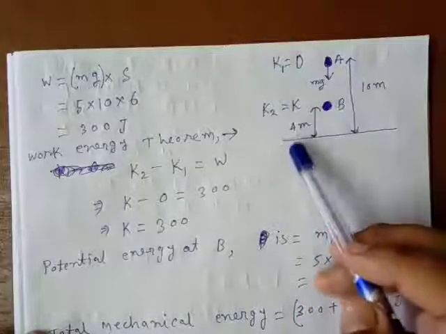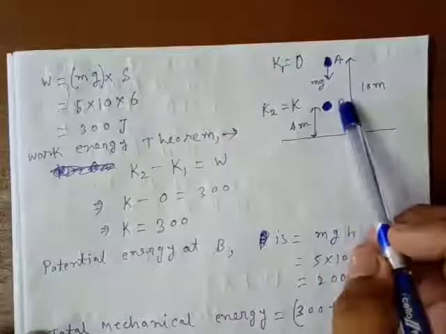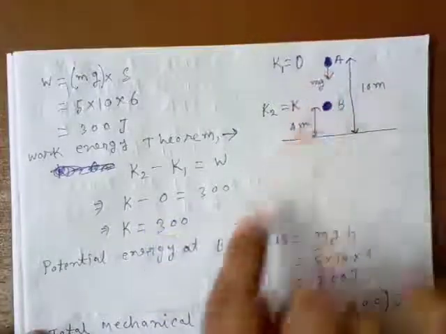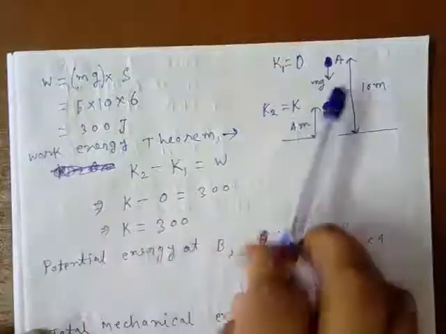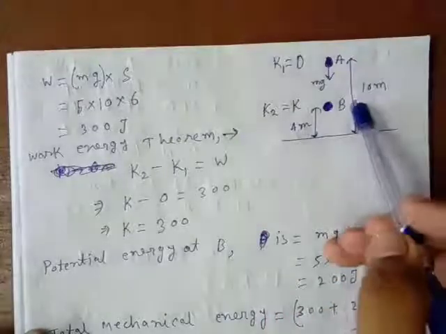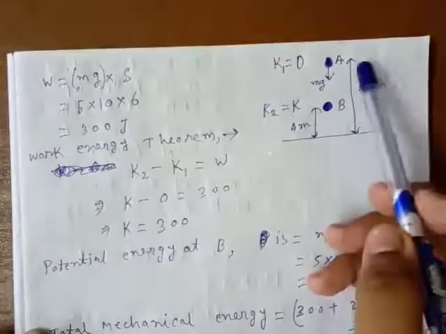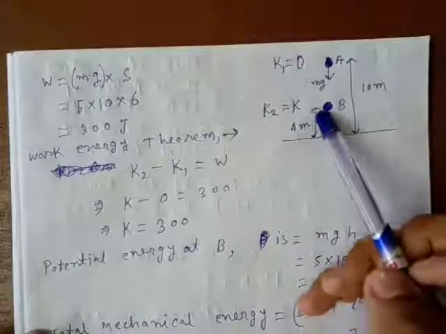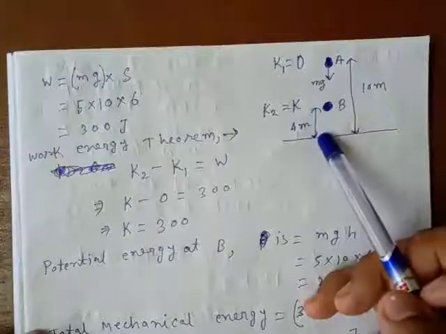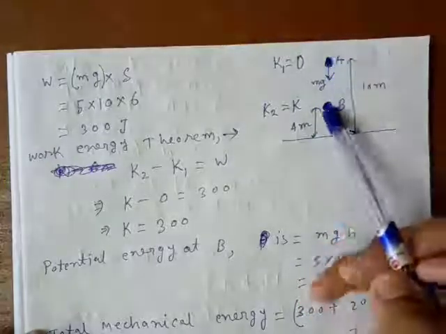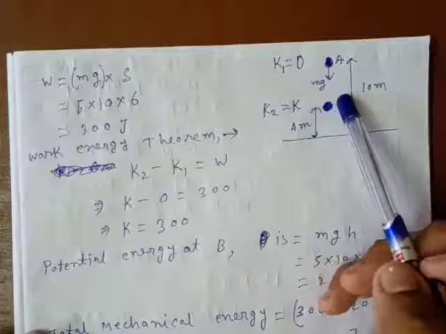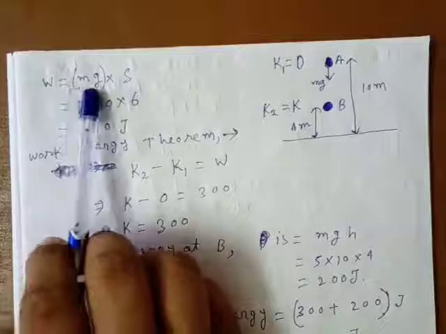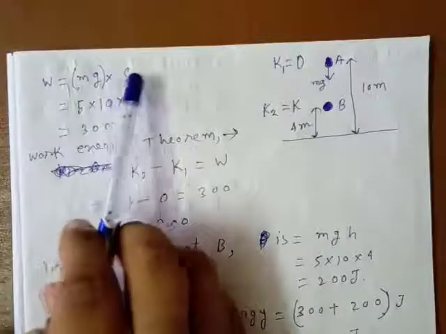So now let me calculate the work done by the gravitational force. mg always acts downwards, so the work done by the gravitational force will be force multiplied by displacement. Here the distance from the ground is 10 meter, and at point B the distance from the ground is 4 meter. So the displacement AB is obviously 6 meter. So work done is mg, that means the gravitational force applied on that body, multiplied by displacement.